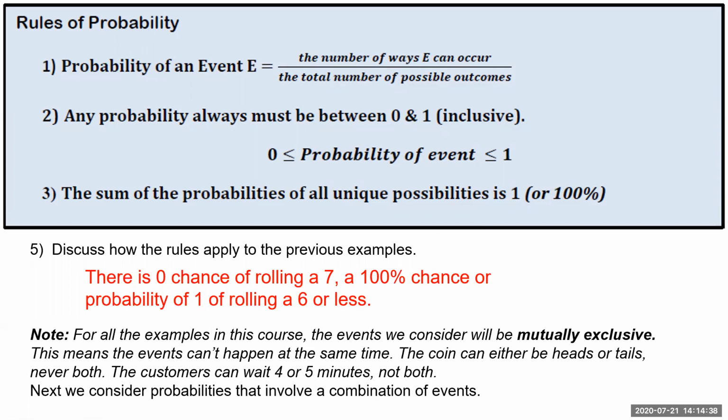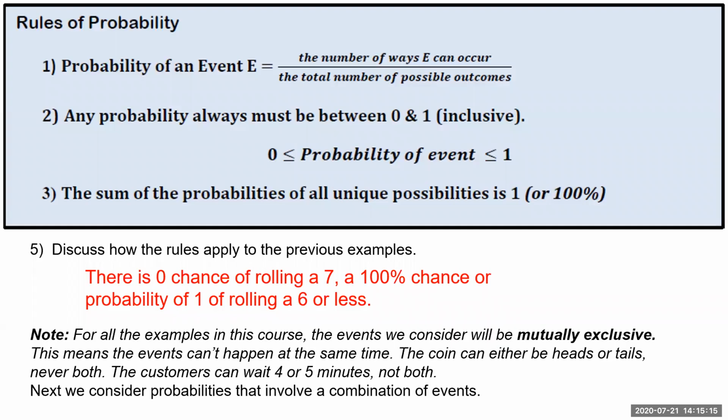Now, for all the examples in this course, especially under probabilities, the events we are going to consider are mutually exclusive events. This means that the events can't happen at the same time. The coin can either be heads or tails, never both, right? So that is what we're going to consider. The customers can wait 4 or 5 minutes, not both. Is that okay? So we look at mutually exclusive events, and that's the explanation for mutually exclusive events.